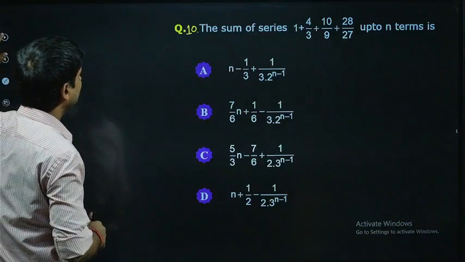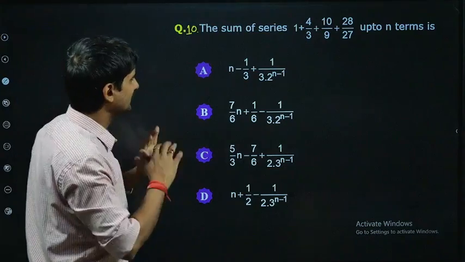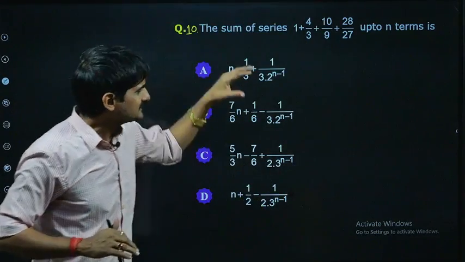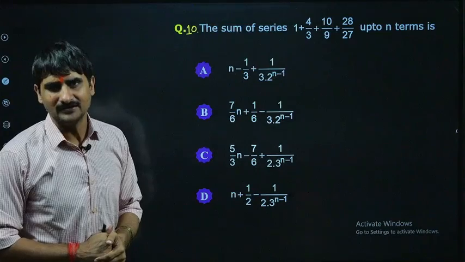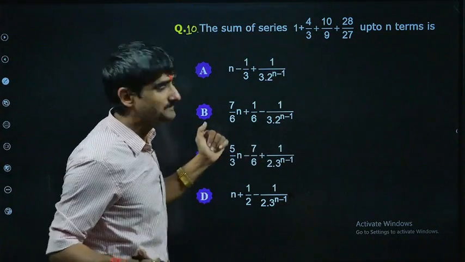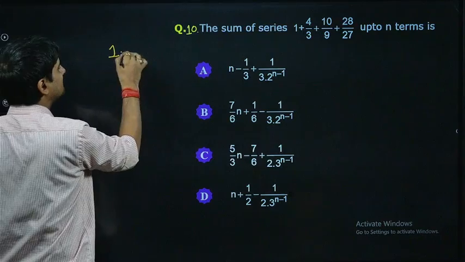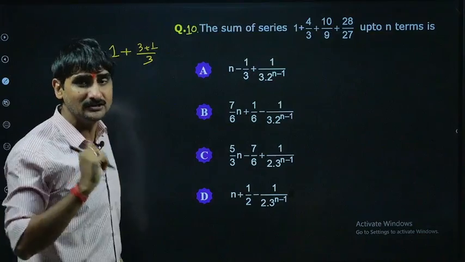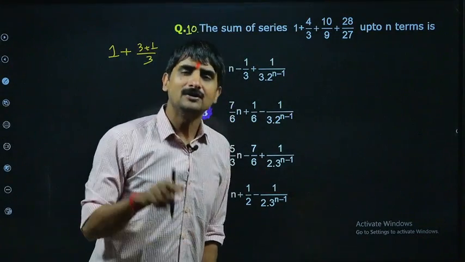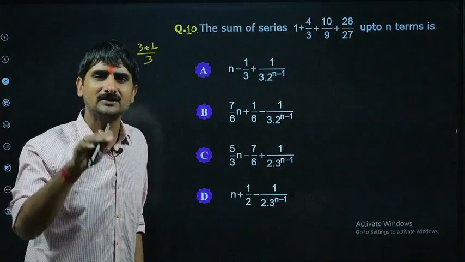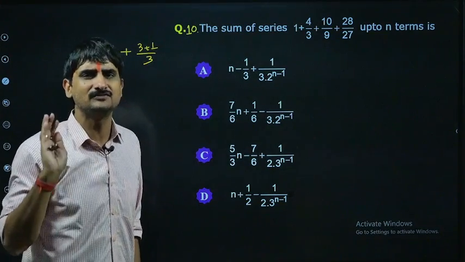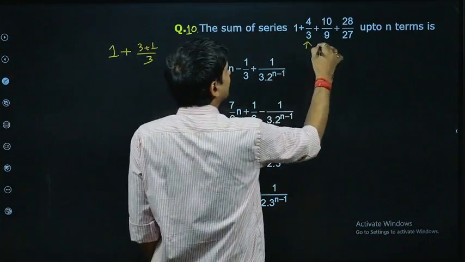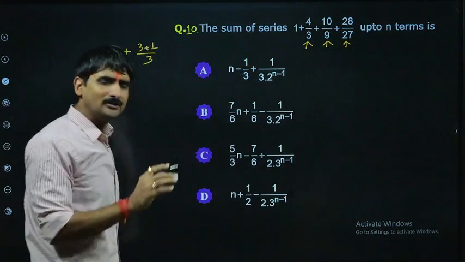Moving to the next one. The sum of the series, again a simple question. But these types of questions you may definitely expect in the examination. So why is it simple? See, you need to look at the pattern. 1 plus, it's 3 plus 1 by 3. If the difference between numerator and denominator is a constant, you will definitely get a GP. Most of the time it will be a GP, because the denominator forms a GP.